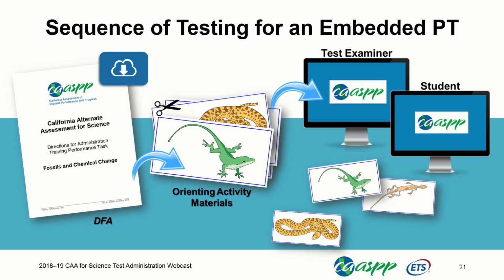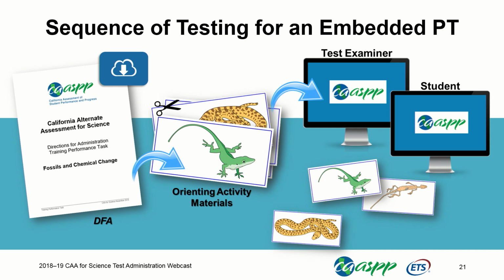First, a few days before testing, the test examiner downloads the DFA from TOMS that we talked about. The test examiner needs to review that DFA from beginning to end, especially if they're not familiar with it already, to prepare materials for the orienting activities as described in the DFA, and to think about individualization, which we'll talk more about.